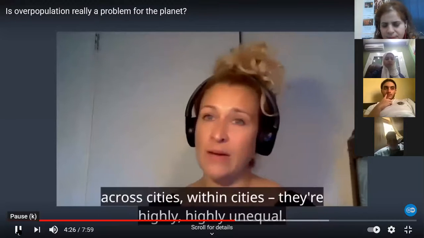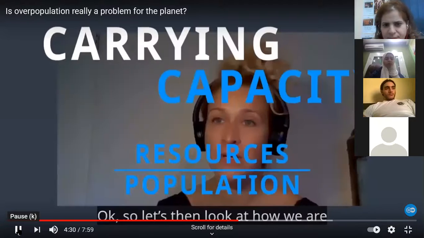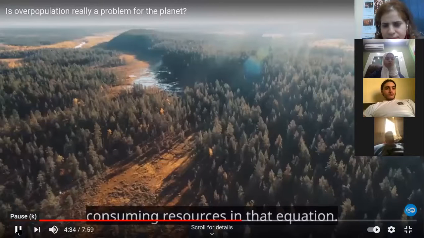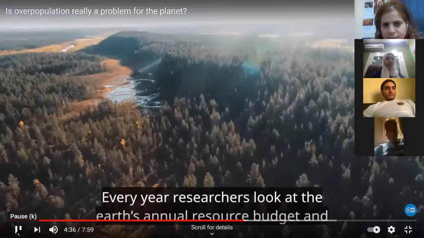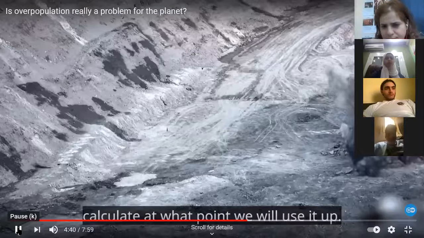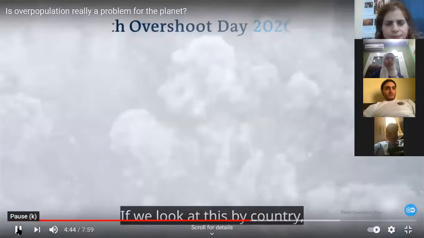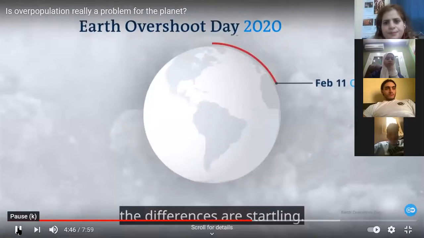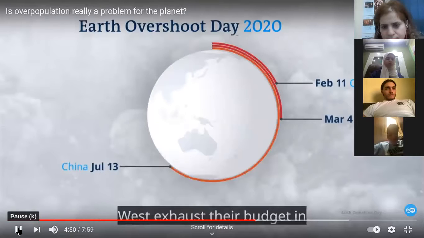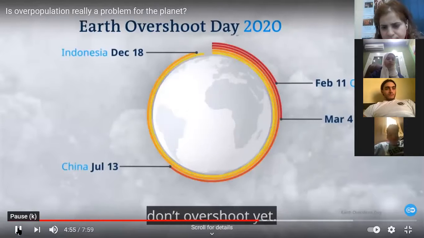Globally, across cities, within cities, they're highly, highly unequal. Okay, so let's then look at how we are consuming resources in that equation. Every year, researchers look at the Earth's annual resource budget and calculate at what point we will use it up. If we look at this by country, the differences are startling. Many nations in the Middle East and West exhaust their budget in the first quarter, while a few countries like India don't overshoot yet.